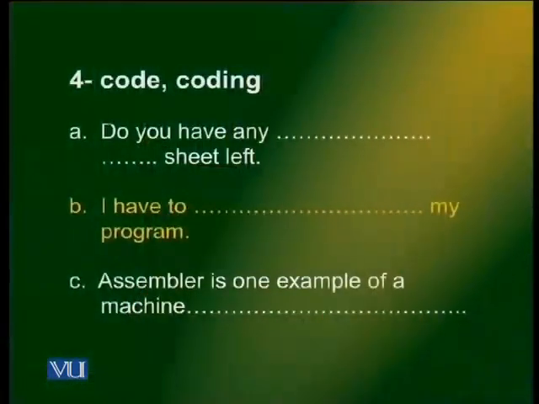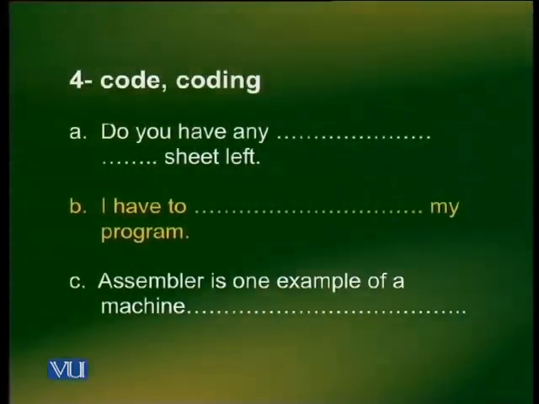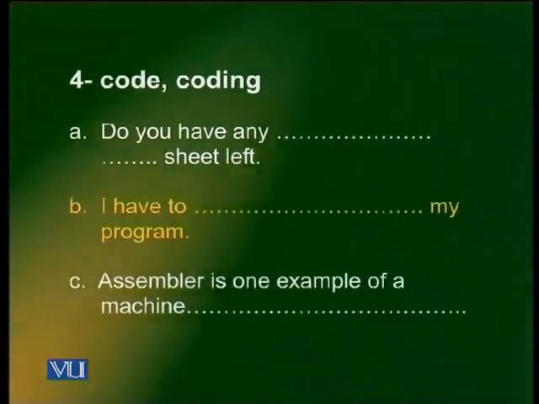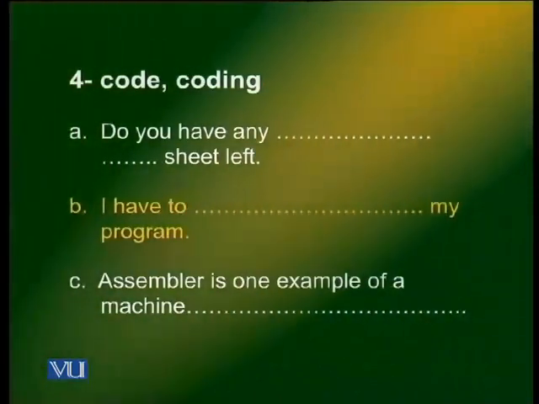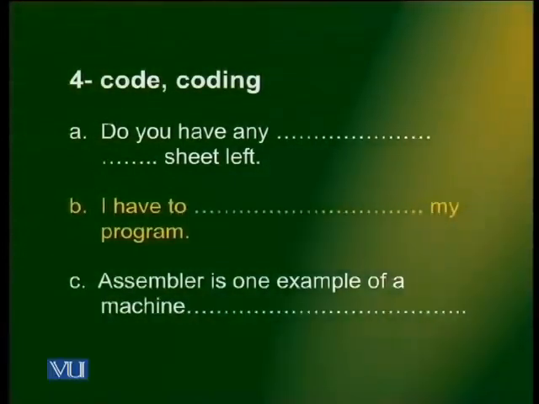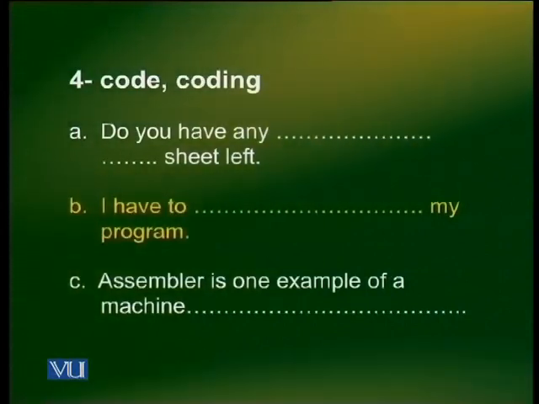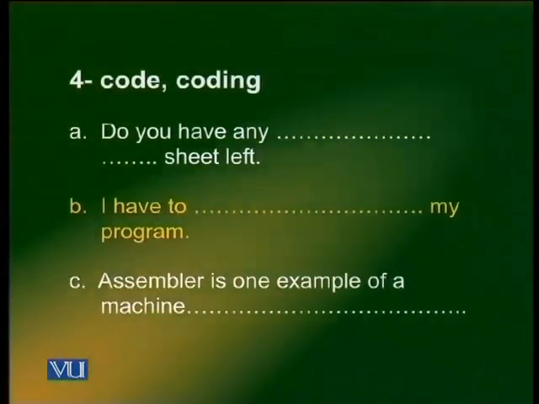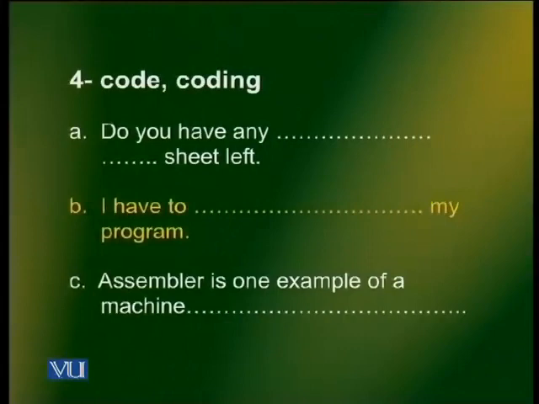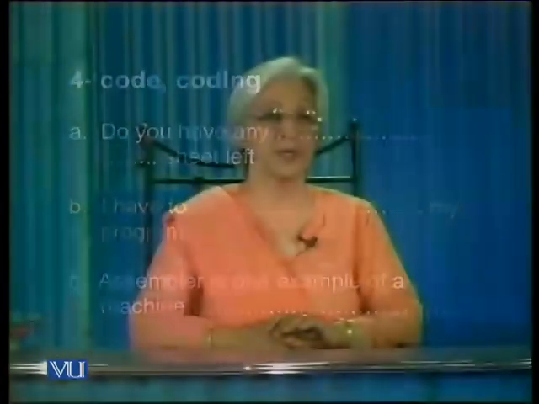Now, the next two words are code and coding. A, do you have any coding sheet left? B, I have to code my program. C, assembler is one example of a machine code.